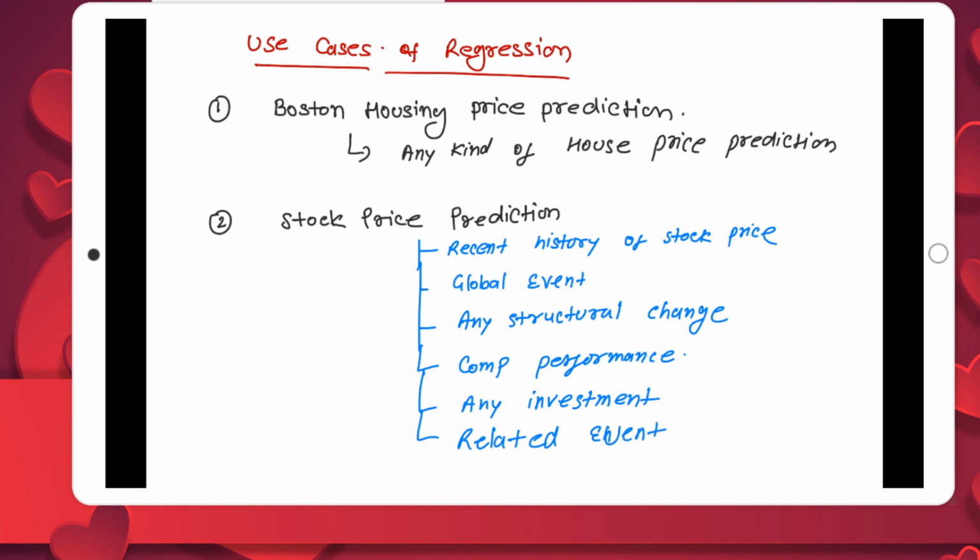Related events. And apart from these, there are many others. Political events also affect the stock price of some companies, and political decisions, or you can say the government's decisions, also affect the stock price.